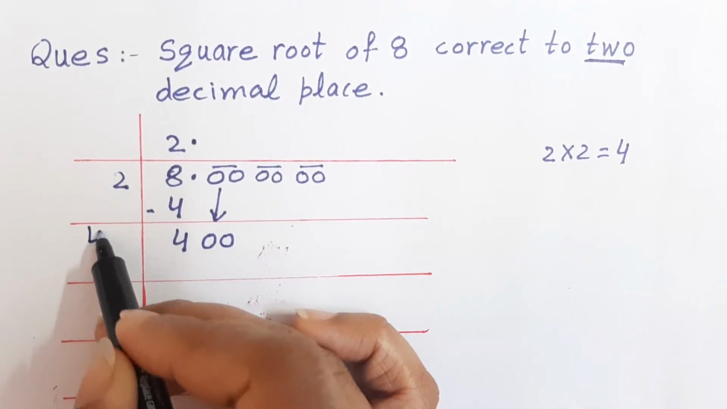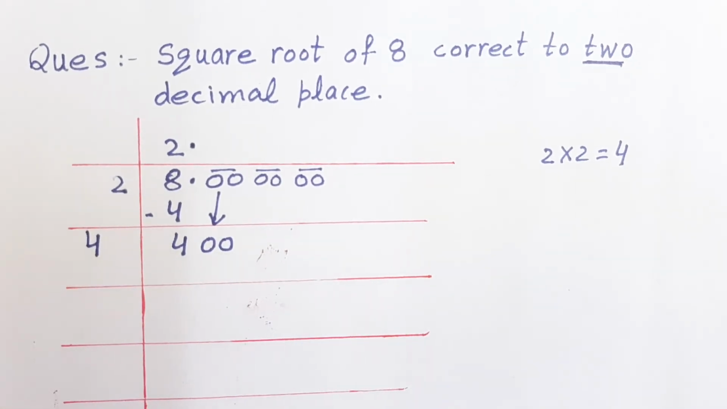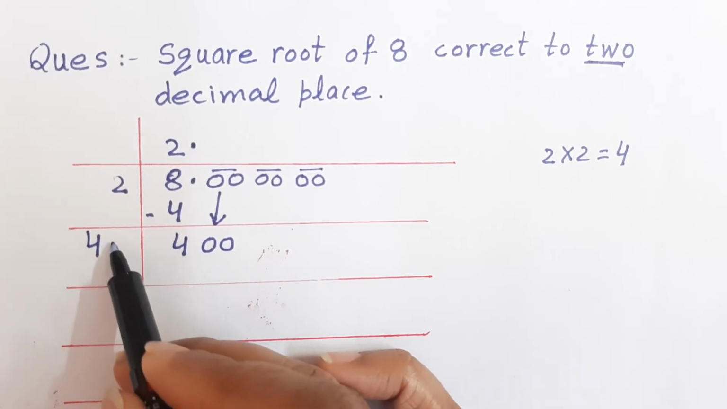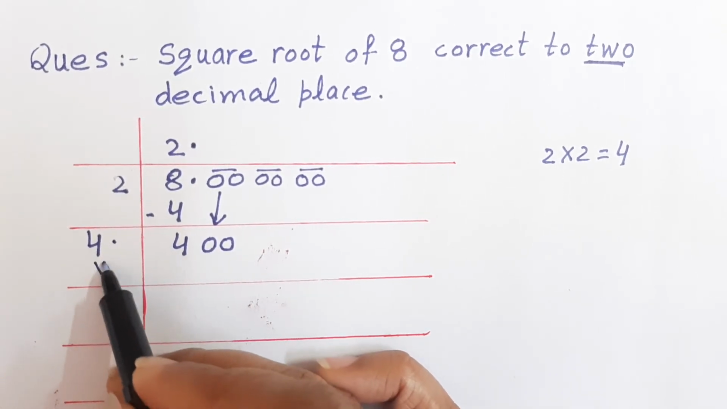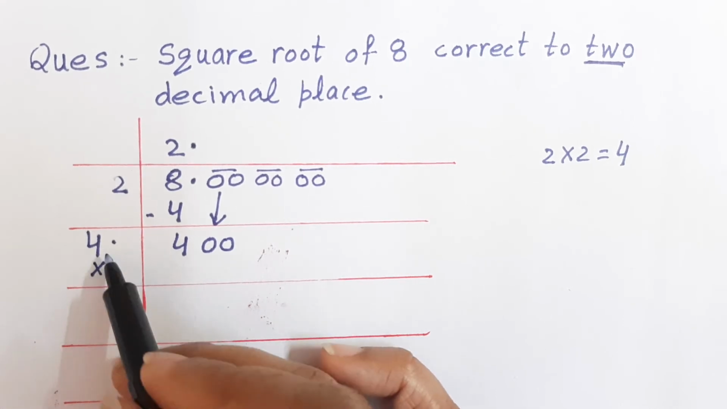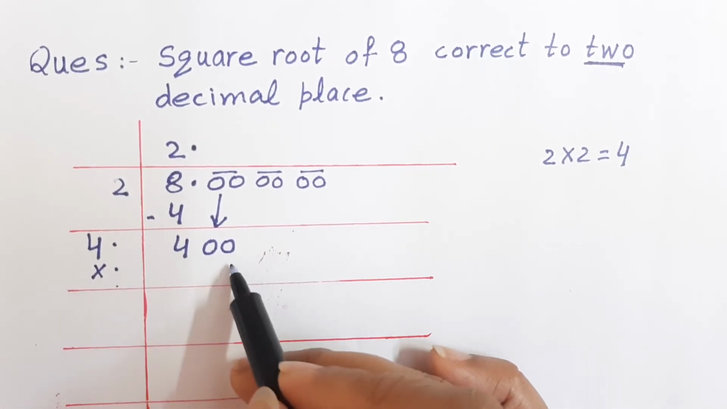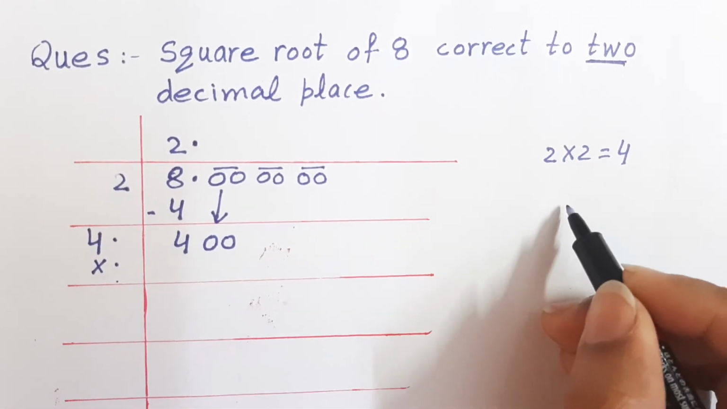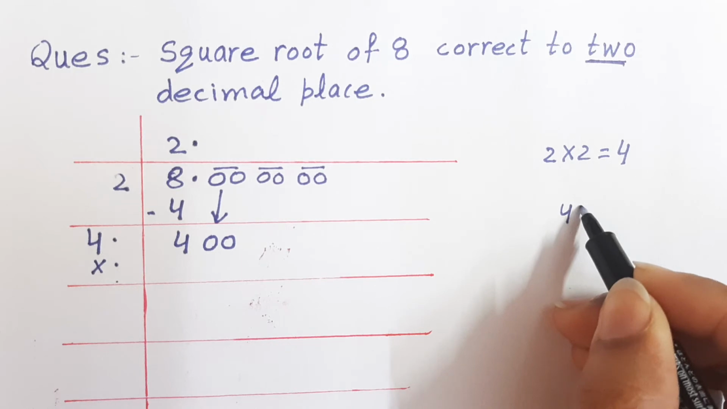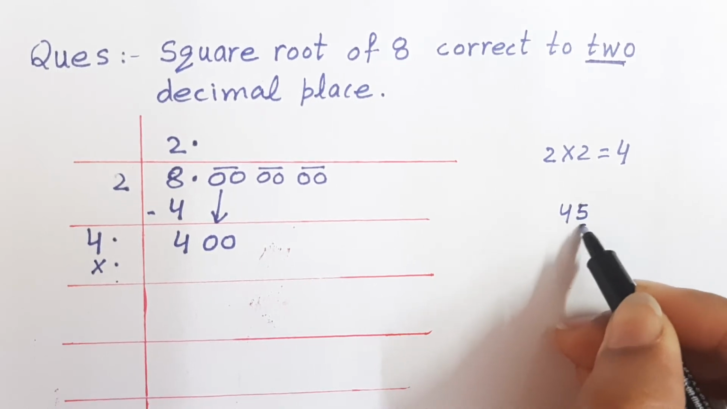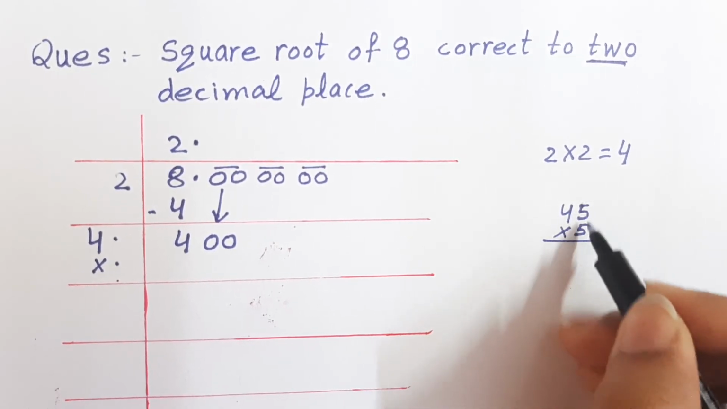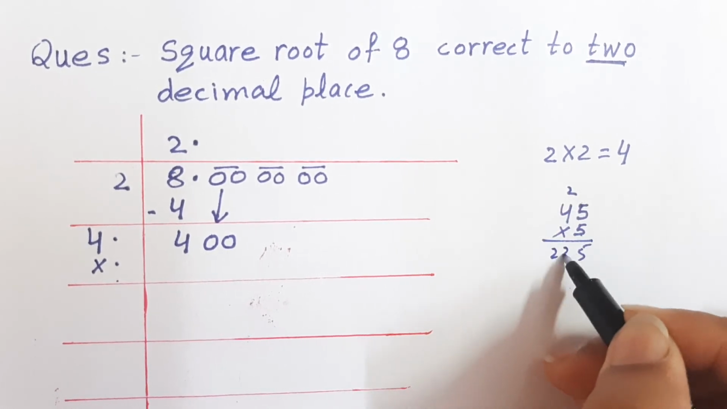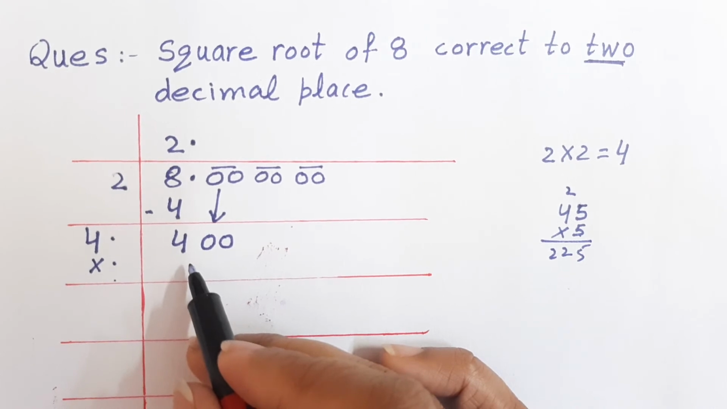So I will write 4 here. Clear? Now after 4, we have to choose a digit so that I multiply with the same digit and come closer to 400. So let us try. Suppose I take 45 multiplied by 45: 5 5s are 25, 2 5 4s are 20, 22. I am very far away from 400.